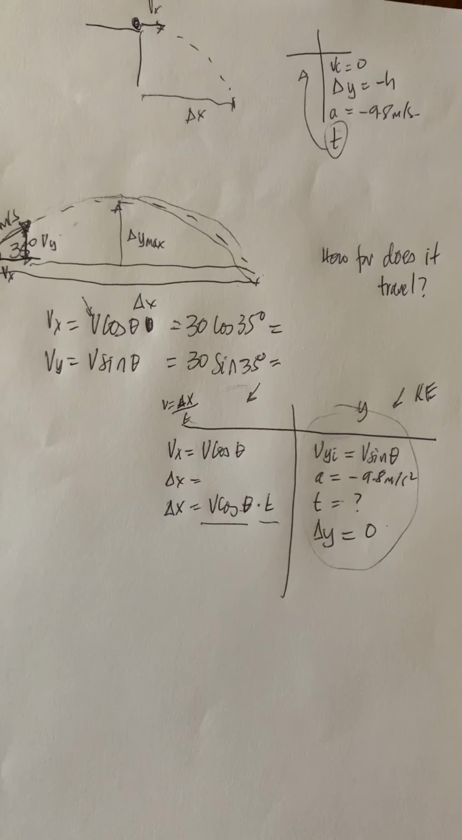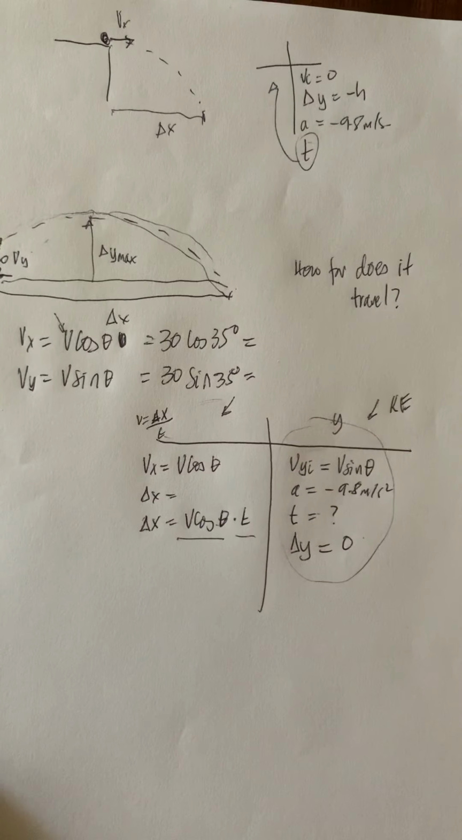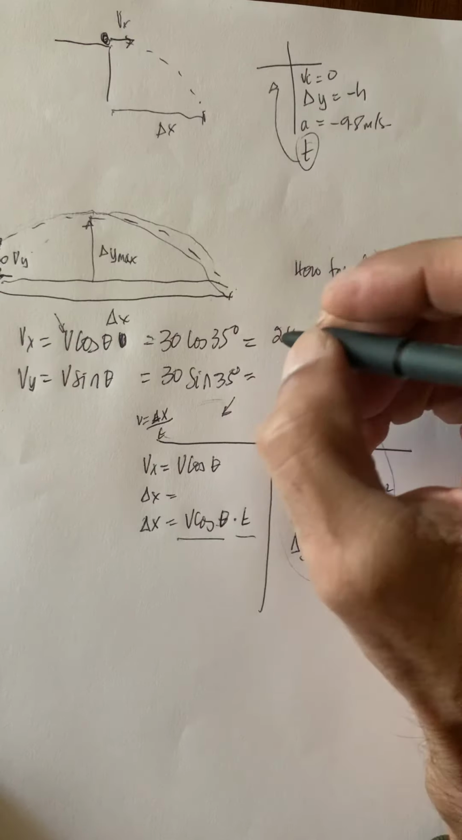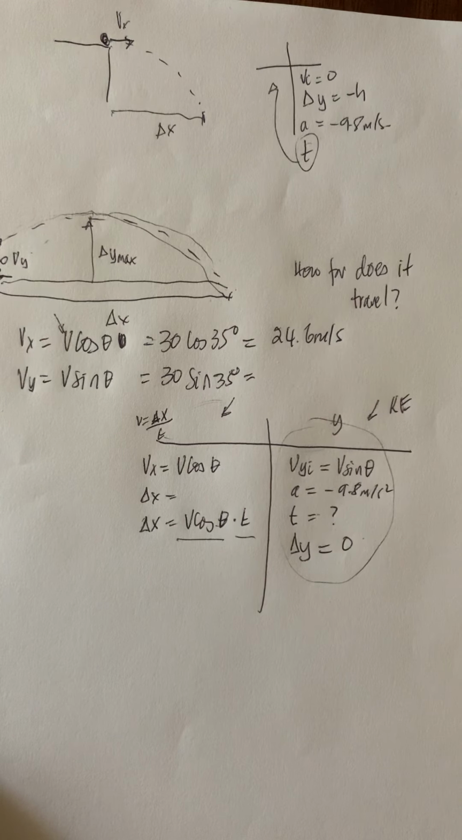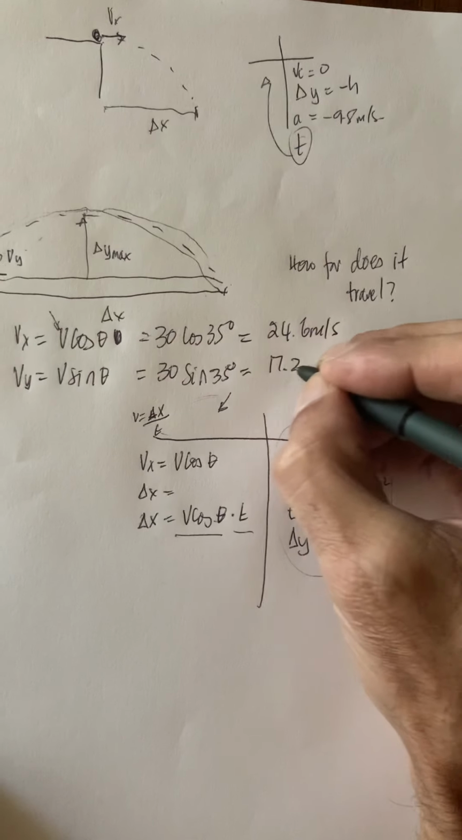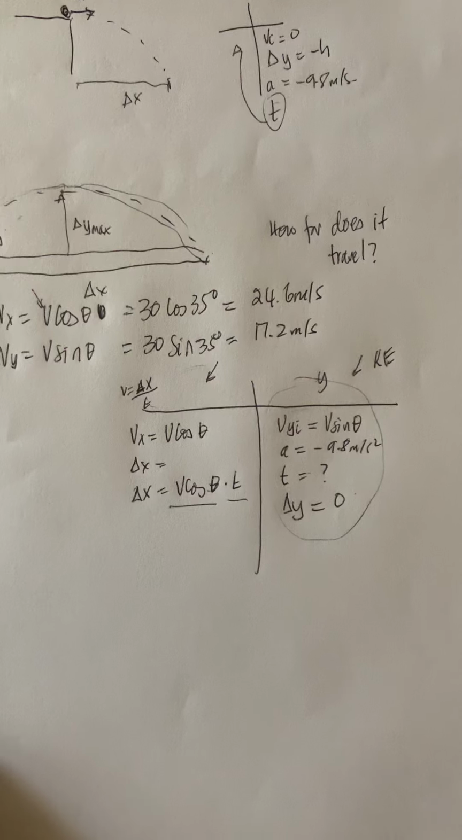So continuing on, we go ahead and figure out, well, what are these values here? 30 times cosine of 35 gives me 24.6 meters per second. So that's my x velocity. And 30 times sine of 35 gives me 17.2. And that's my initial y velocity.